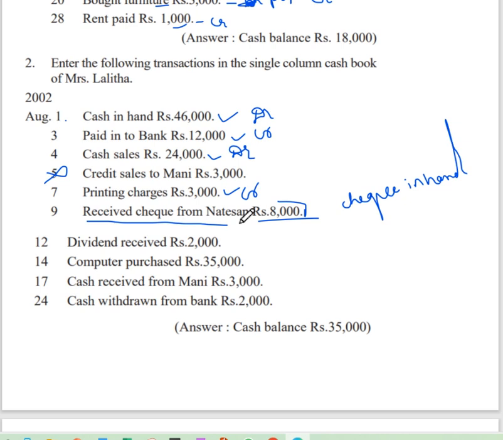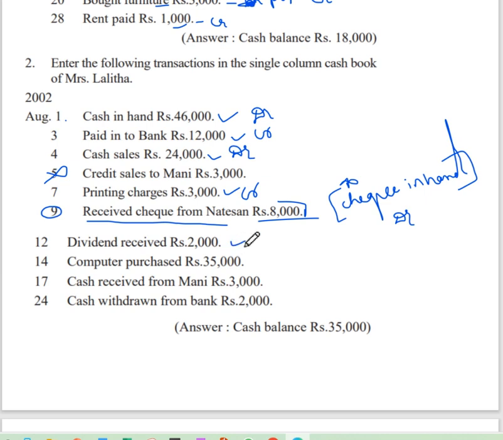Until and unless we have the check in our hand, we should consider that as a cash equivalent item, and debit that item in the cash book, rupees 8,000, by saying to check in hand, rupees 8,000, that should be debited on 9th of August. You understood? Okay, next, dividend received.